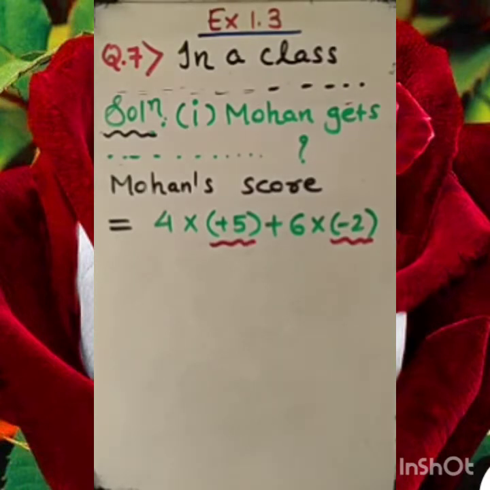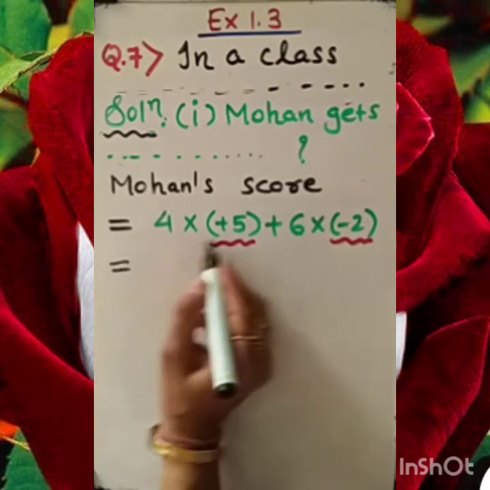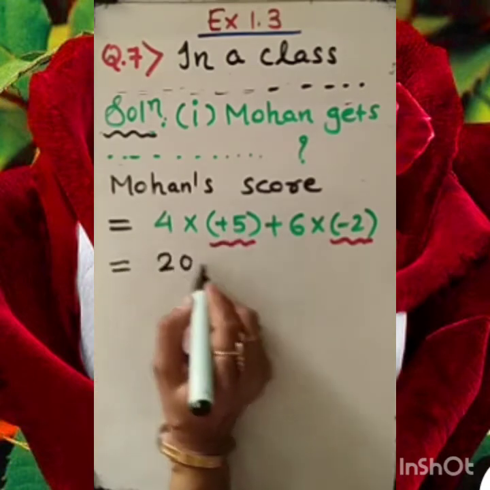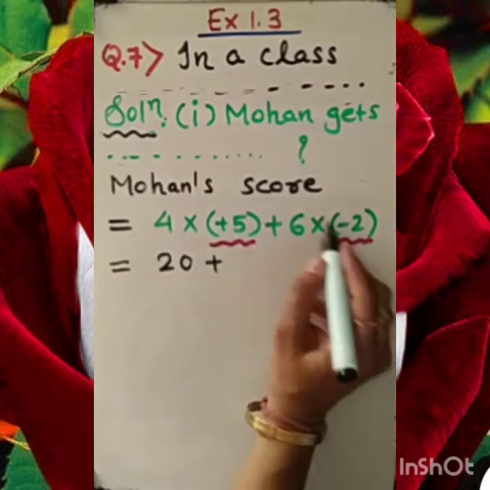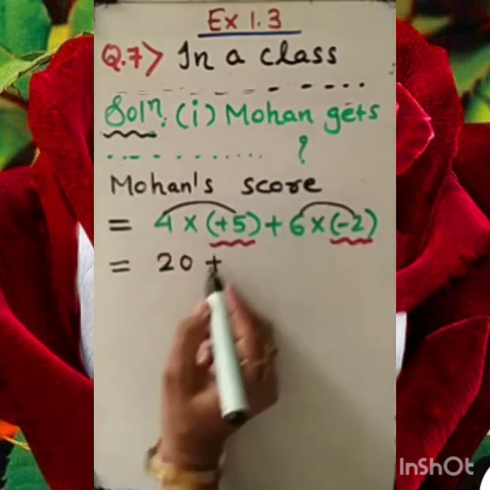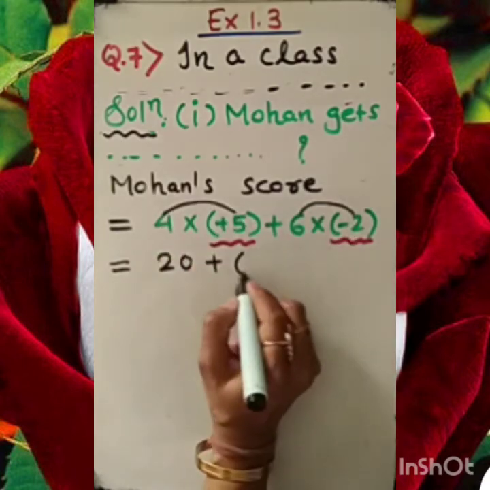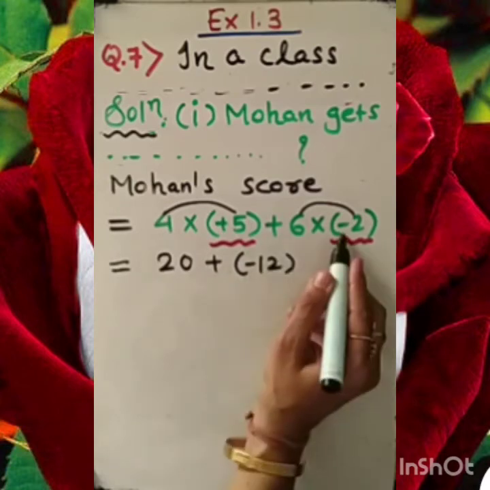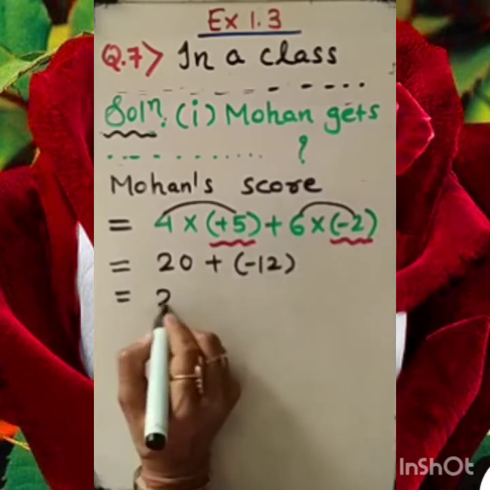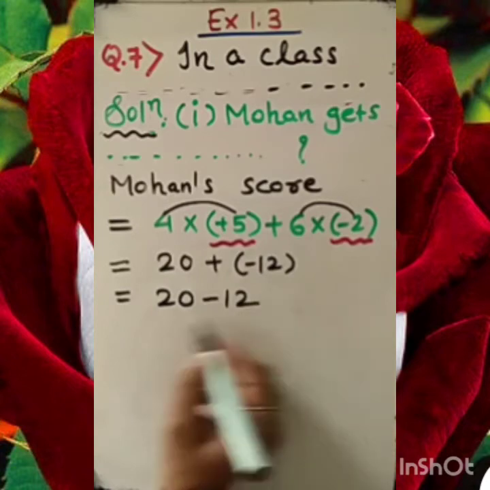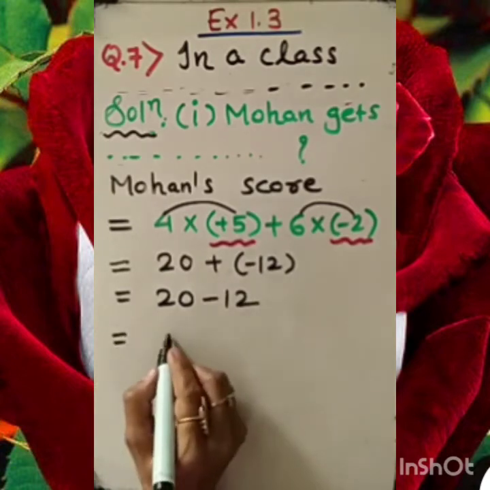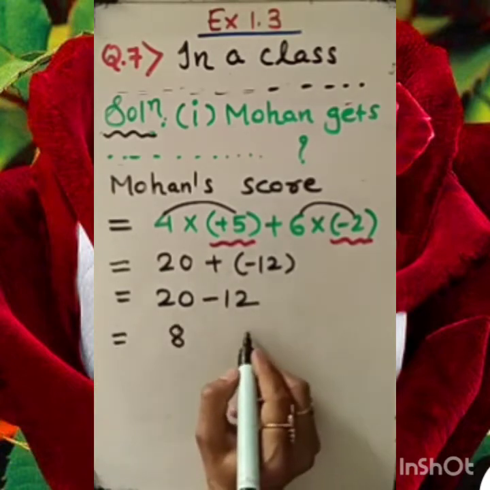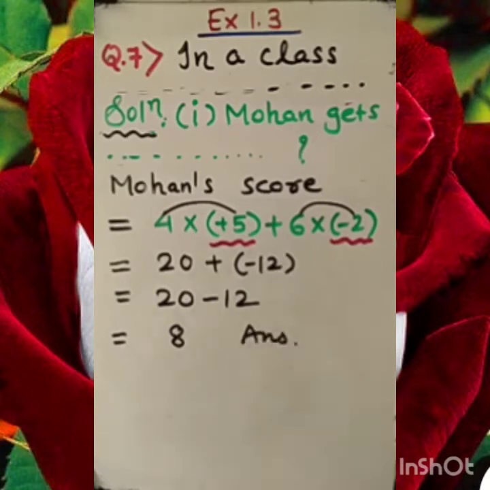Now let's work it out here. 4 fives are 20, 6 twos are 12, along with the minus sign because of this minus. So it is 20 minus 12, it is 8. So in the first question, Mohan's score is 8 marks. Means Mohan is scoring 8 marks in the competition.